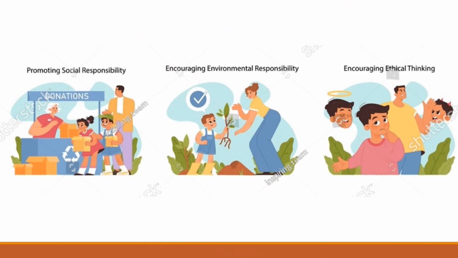Here we see different ways of being morally developed, where you are promoting social responsibility through helping others, showing empathy and sympathy through making donations of clothes, as an example, that you no longer wear. Encouraging environmental responsibility is knowing that it's not good to just rip plants out of the ground and to stand on them and break them, but being environmentally conscious is important.